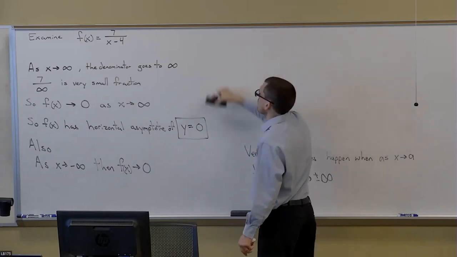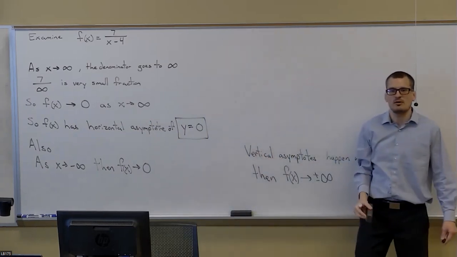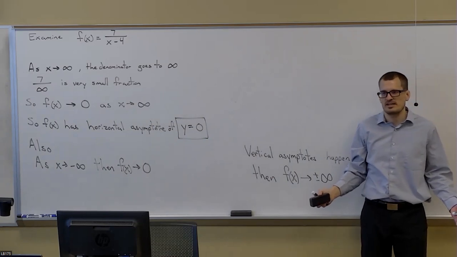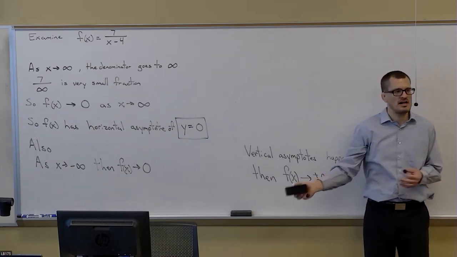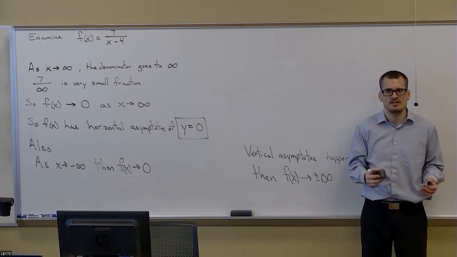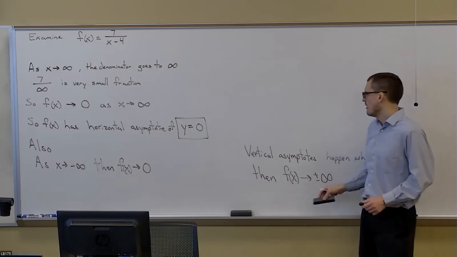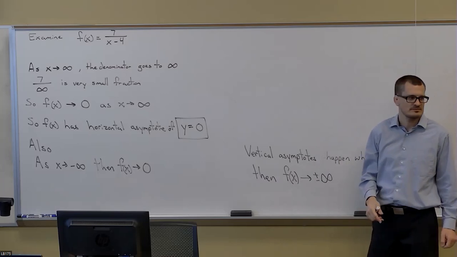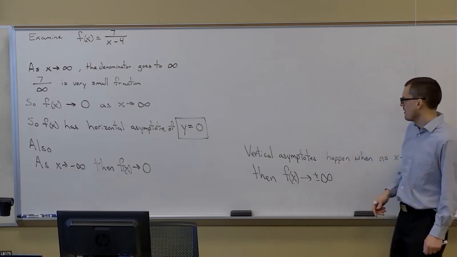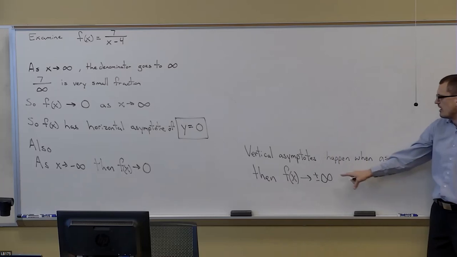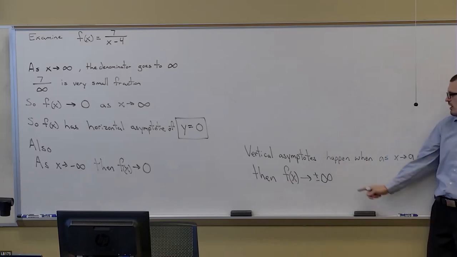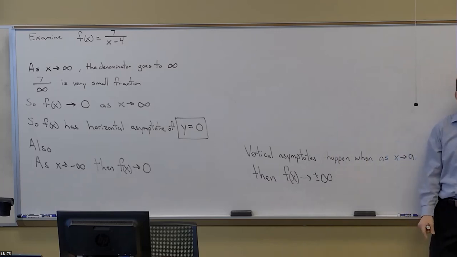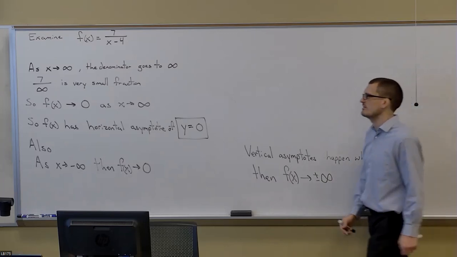So that's what we do for horizontal asymptotes. We just say what happens as x gets really, really big. Either it goes to positive infinity or goes to negative infinity. On the other side is the horizontal asymptotes. What's going to cause our function to go off to infinity or to go off to negative infinity?